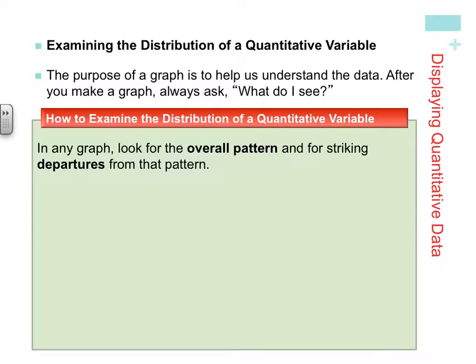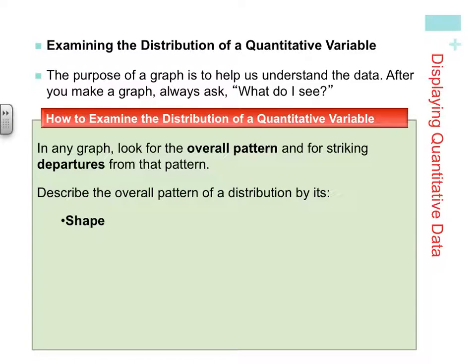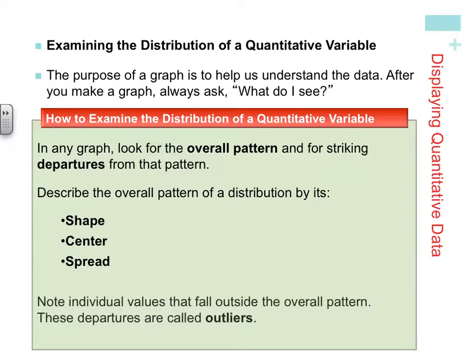So the first thing that we want to do is look for any overall pattern and striking departures from the pattern. We're going to describe the overall pattern in 3 ways. We're talking the shape, the overall shape of the distribution of the graph, the center point of the graph, and finally the spread. We're then going to want to note any individual values that fall outside the overall pattern.